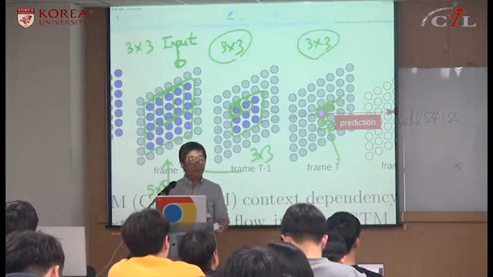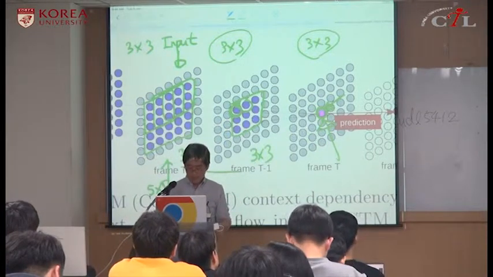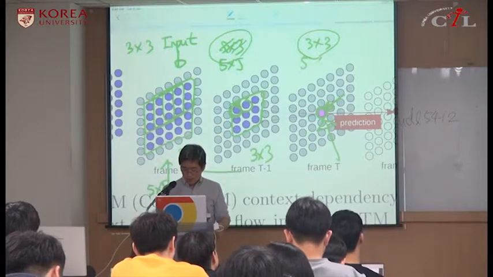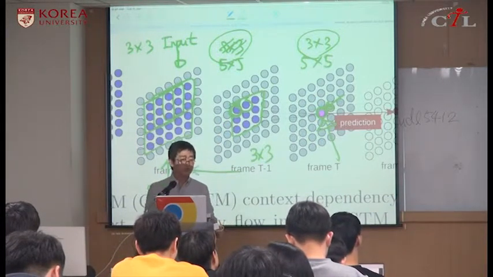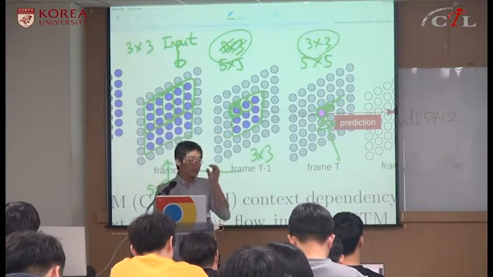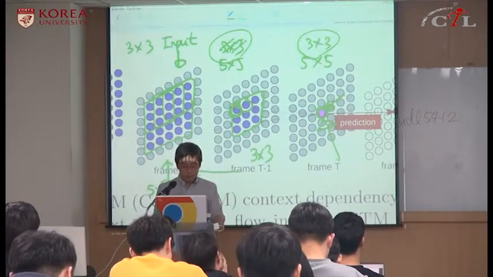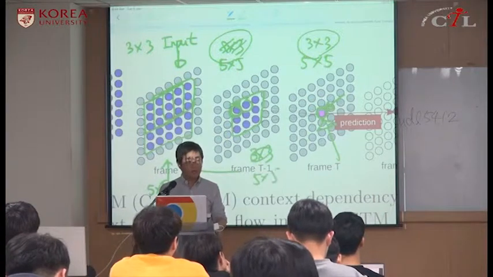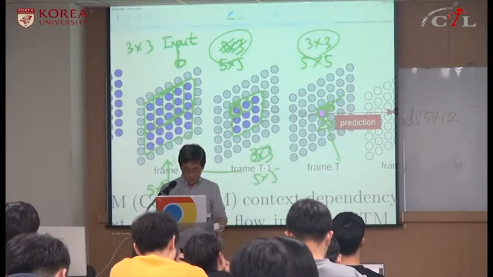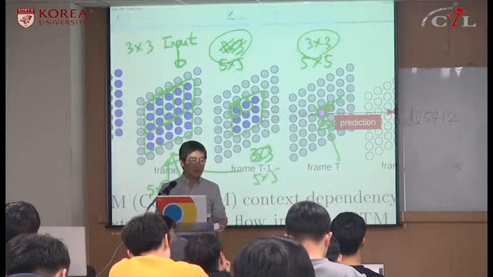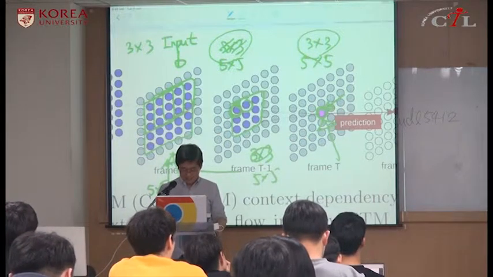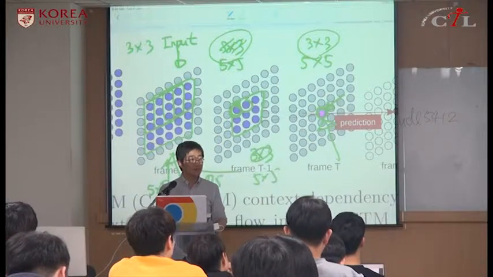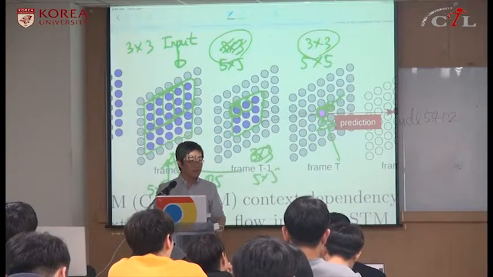And then let's think of some other cases. How about two stacked convolution layers using 5 by 5 filters? So in this case, 5 by 5. And what about here? Is it like 25 by 25? Would it be correct?